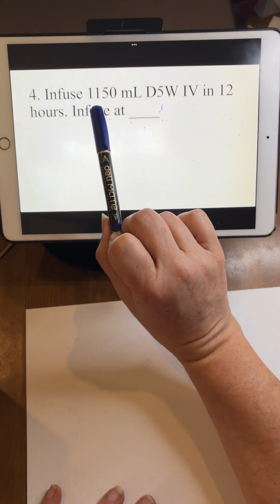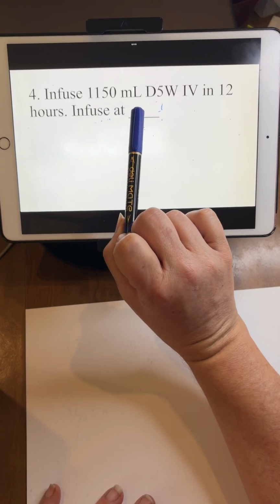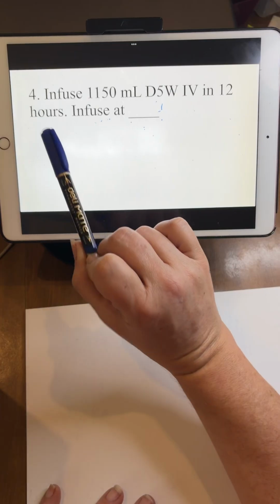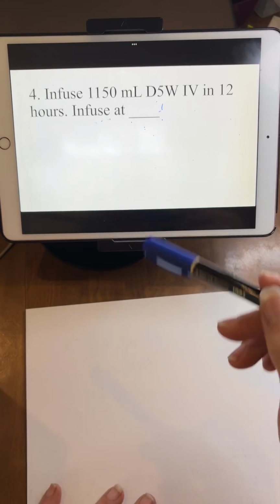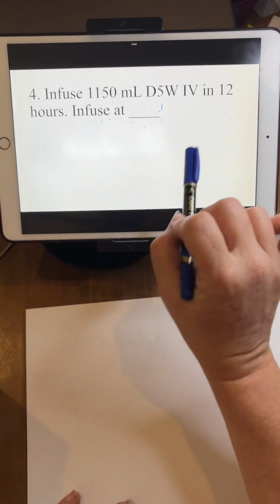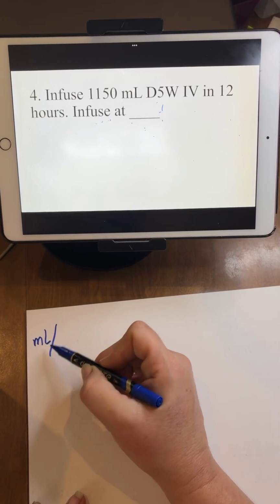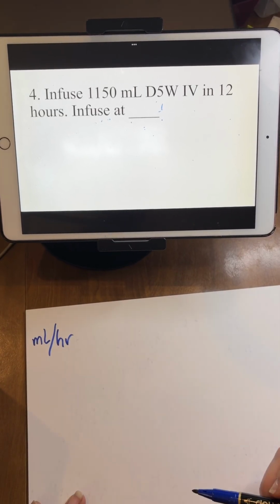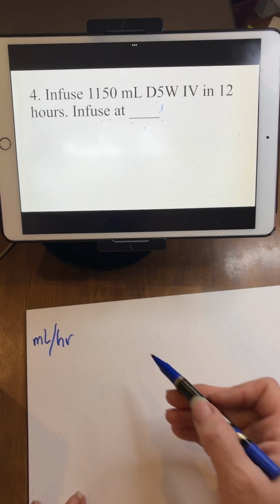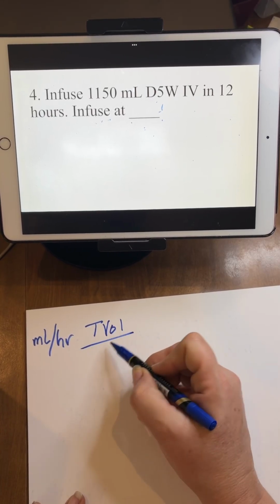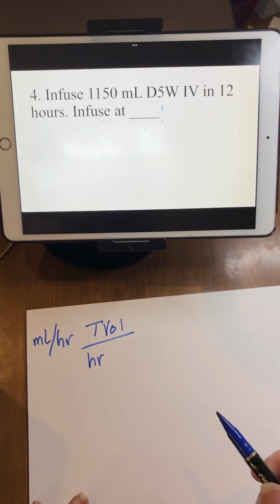Infuse 1,150 milliliters of D5W IV in 12 hours. What are you going to infuse it at? Now, it doesn't mention the tubing, does it? So we know this is a milliliter per hour problem. And the formula for milliliters per hour is the total volume divided by the time in hours.